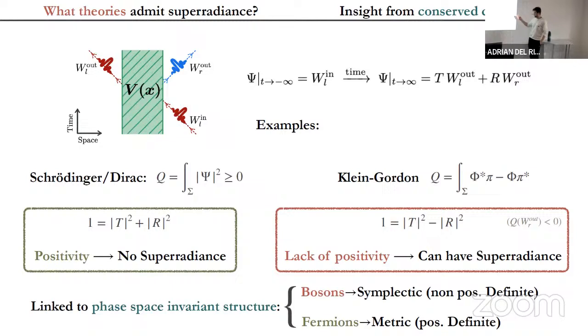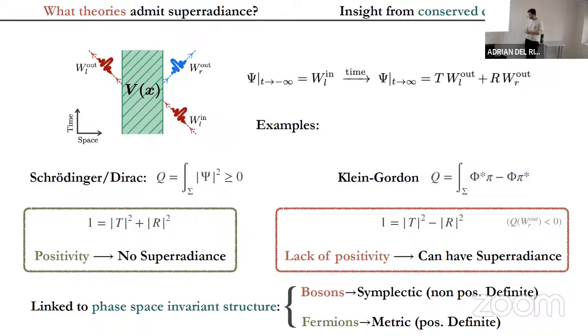you can have these negative norm solutions and you can have superradiance. There's another concept called fermionic phase space, which is basically a classical phase space where position and momentum variables are Grassmann variables. They don't commute. And the invariant structure in this kind of phase space is a metric, not a symplectic structure. A metric is positive definite, so no negative norm solutions exist in these theories. So basically, in these kinds of theories, in principle, you won't have superradiance. This connects with the standard intuition that the Pauli principle is basically forbidding superradiance to occur.